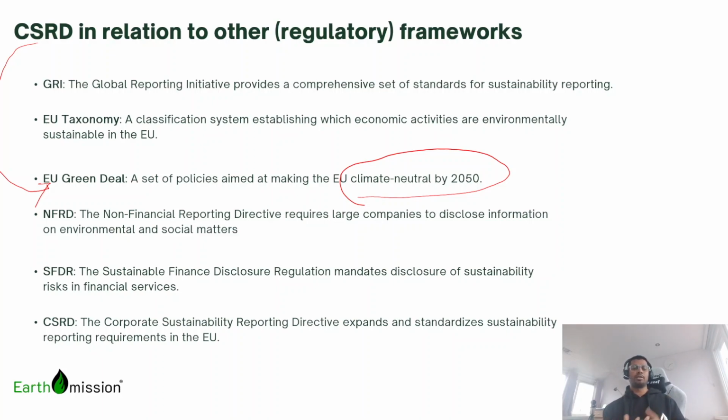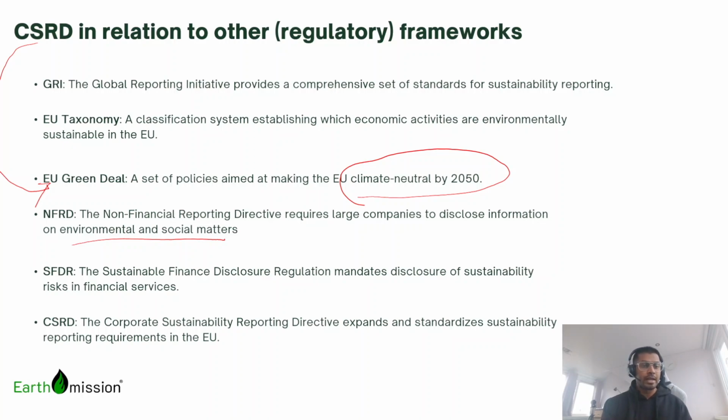The Non-Financial Reporting Directive. So this requires large companies to disclose information on environmental and social matters. There used to be a huge discussion and debate in the past that you have so many regulatory frameworks which could be quite redundant, but they also serve different purposes as well. In this case, NFRD is mainly to disclose information on environmental and social matters. But with CSRD coming into the picture right now, everyone is focusing more on the CSRD part.